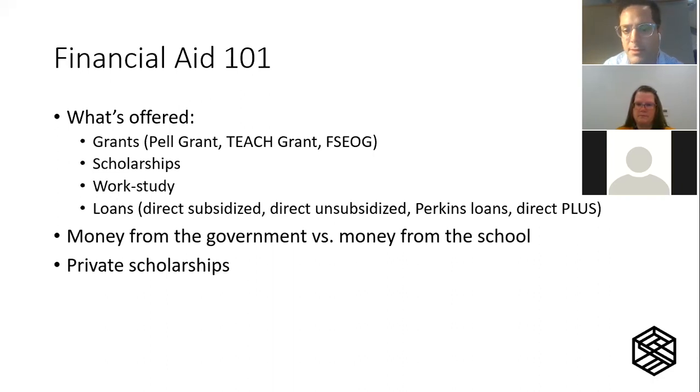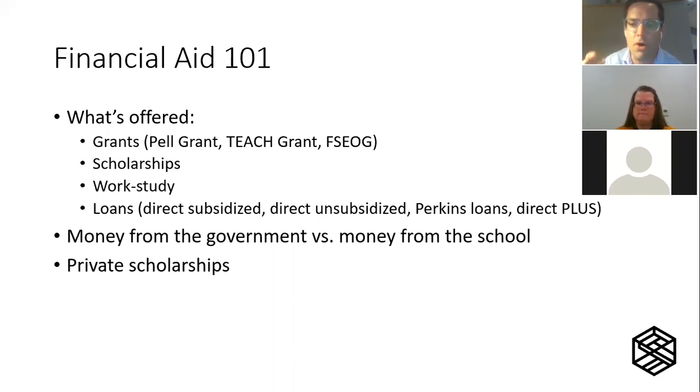So we talked about money from the government versus money from the school. And then private scholarships is another bucket of money, but I do like to tell families that I talk with about this. This is where you would go to maybe FastWeb, for instance, and apply for a bunch of private scholarships from private entities, nonprofits, maybe social clubs, things like that.